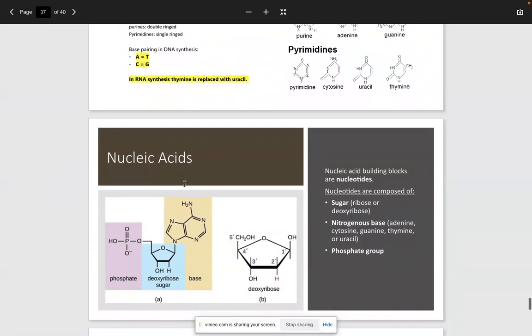We know that nucleic acids consist of three different portions. I've drilled this into all of your heads: a nitrogenous base, a deoxyribose sugar, and then a phosphate group. The nitrogenous base, again, is just adenine, cytosine, guanine, thymine, or if we're talking about RNA, uracil. We know that nucleotides are the building blocks of nucleic acids, right? Amino acids are the building blocks of proteins.